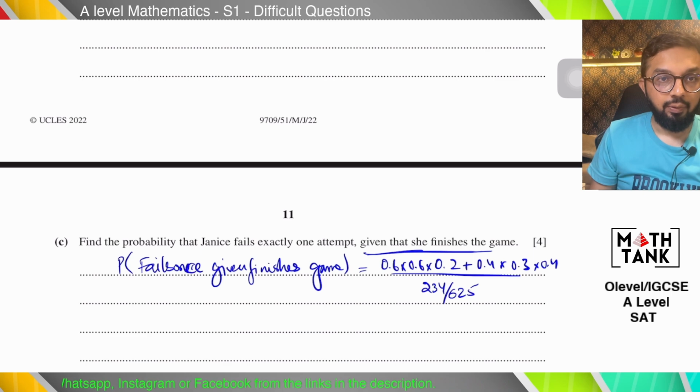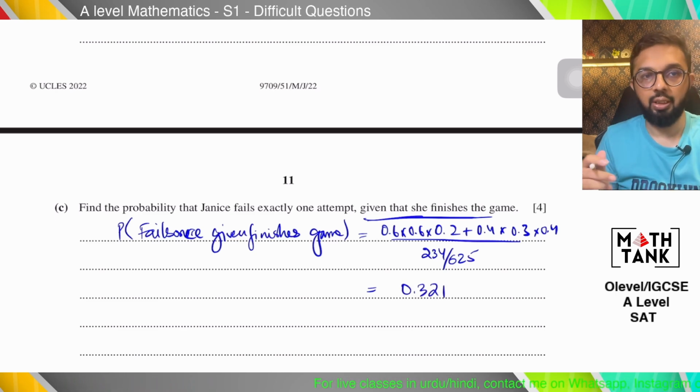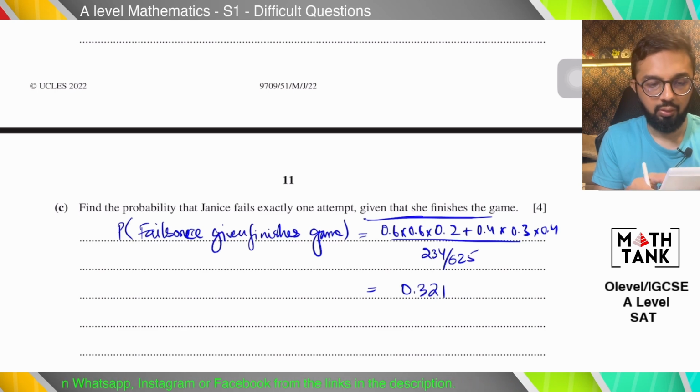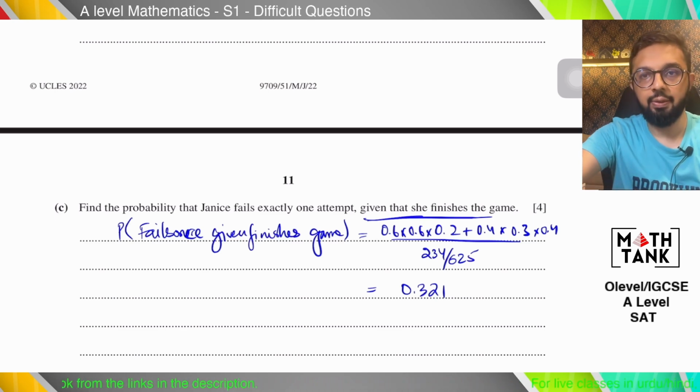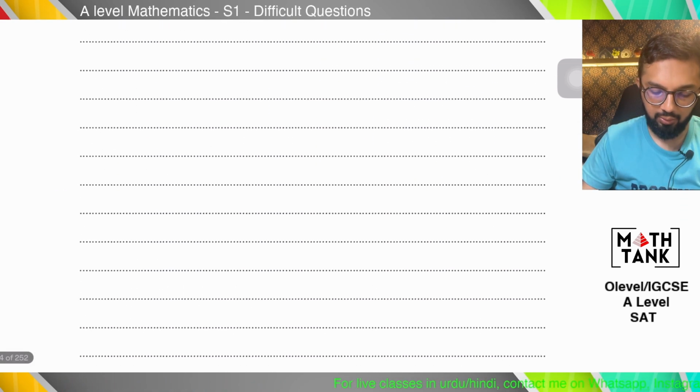0.6, 0.2, 0.4, 0.3, 0.12. Yeah. Okay. So that should give you 0.321. Let me also check on my calculator. I checked the marking scheme for my working. Yep, that is the correct answer. Okay. Moving on to the next question now.